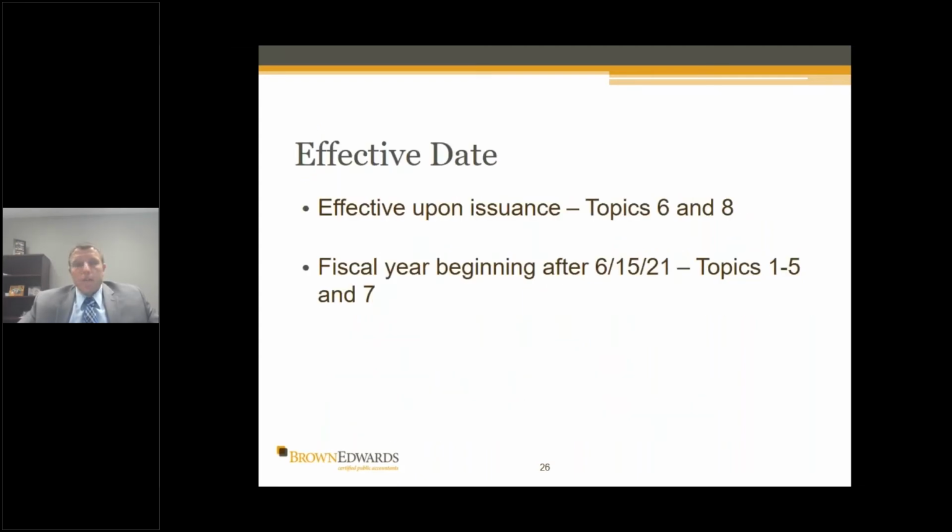As far as effective date, there are a couple of effective dates with GASB 92. The changes related to reinsurance recoveries and terminology used to refer to derivative instruments are effective upon issuance. The remaining changes and requirements are effective for fiscal years beginning after June 15th, 2021.